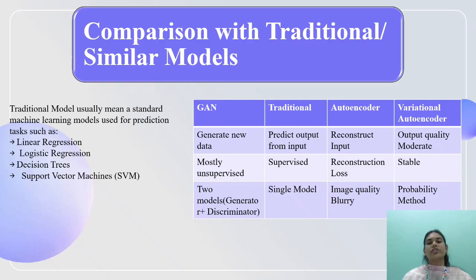Autoencoder. An autoencoder is a type of neural network that tries to reconstruct its input as output. Like you give an image, the autoencoder compresses the image and then it tries to rebuild the same image. And last, the variational autoencoder. It is an advanced autoencoder and it does not copy the data. It can also generate new data.